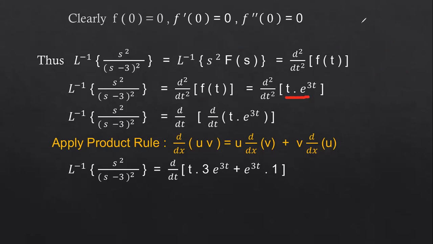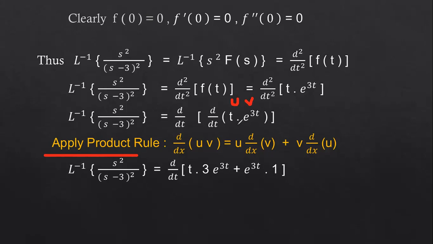Okay. So first what we have to do? We have to do the one-time differentiation to this t into e power 3t. That is d by dt of t into e power 3t. Again, here we'll have the two functions u and v. So again you are applying the product rule, d by dx of uv. Here u will be t and v will be e power 3t. Whichever you can consider, t can be the v function and e power 3t can be the u function.